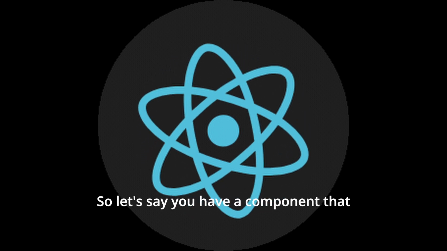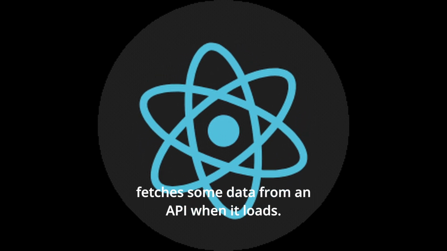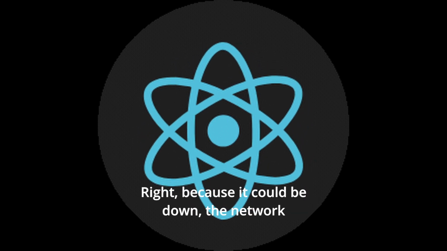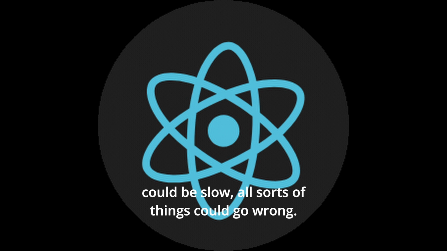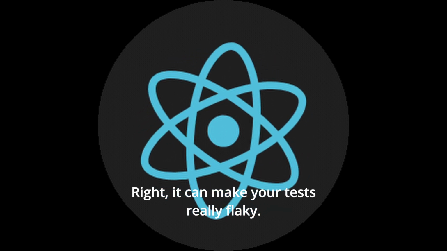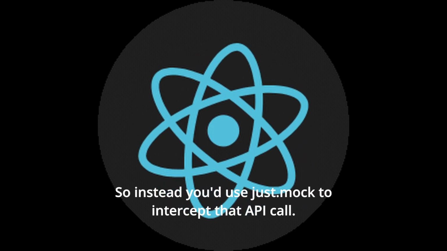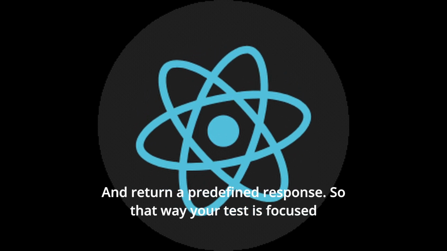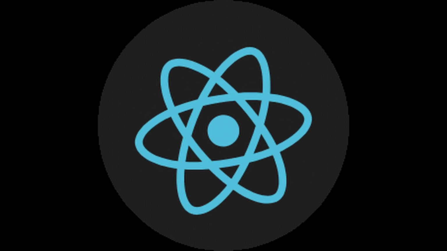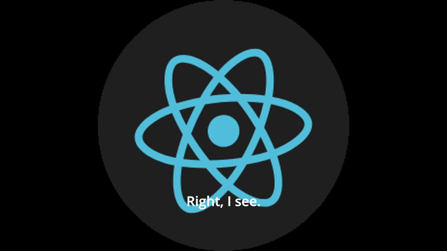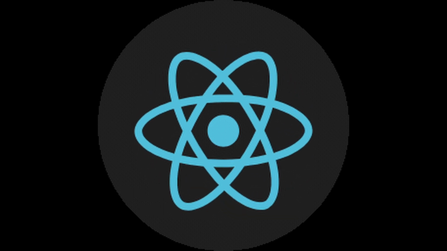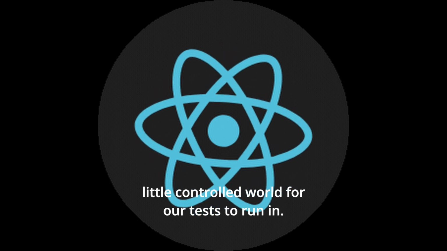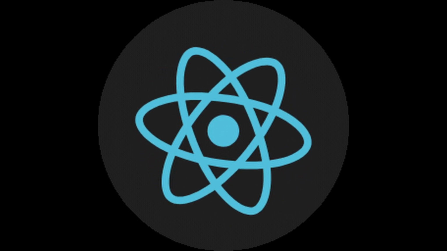Sure. So let's say you have a component that fetches some data from an API when it loads. In your integration test, you don't want to actually rely on that API being available. Right, because it could be down, the network could be slow, all sorts of things could go wrong. It can make your tests really flaky. So instead, you'd use jest.mock to intercept that API call and return a predefined response. So that way your test is focused on just how the component handles that data, not the actual network conditions. Right, I see. So it gives you more control over your testing environment. That makes sense. With mocking, we're creating this little controlled world for our tests to run in. Exactly. You're in control.